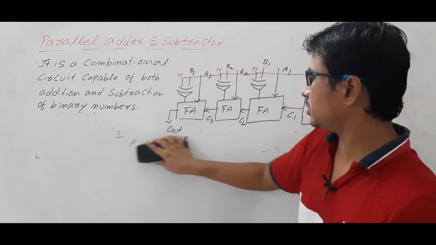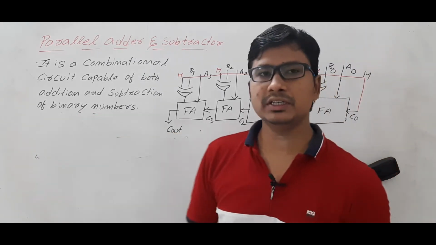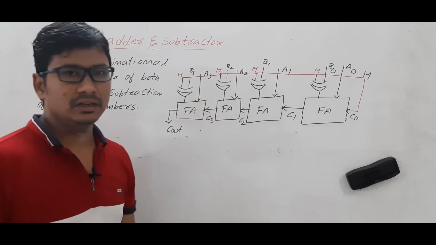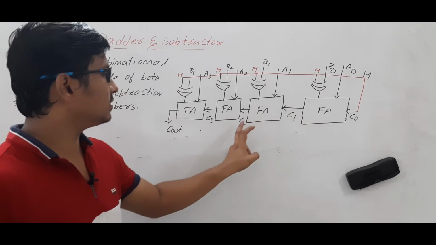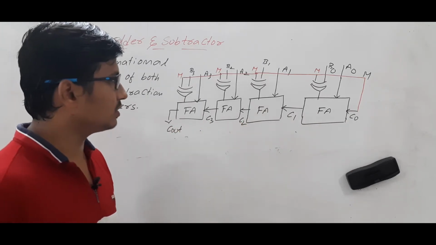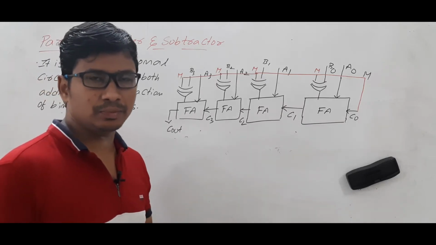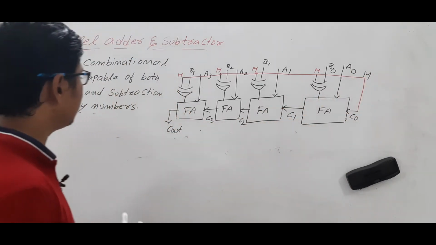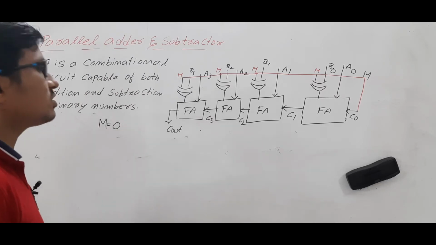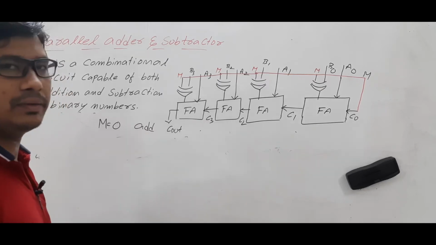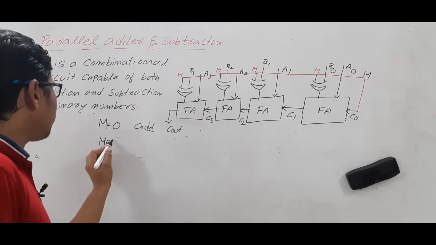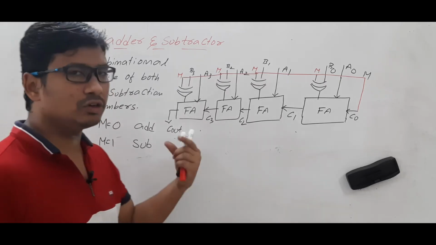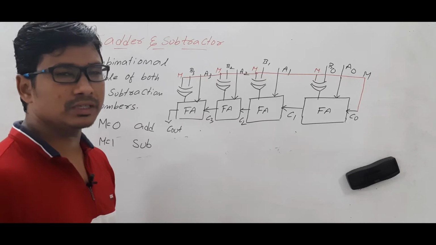Now let me discuss the next important point. If you see the combinational circuit, we have A0 and B0, A1 and B1, A2 and B2, A3 and B3. You have the M input, the carries C0, C1, C2 and C3, and finally the C out. Whether you want to perform addition or subtraction depends on this M value. If M value is 0, this circuit will perform the addition. If the M value is 1, it will perform the subtraction. I hope you are following. I will discuss how it performs addition when M is 0 and subtraction when M is 1.